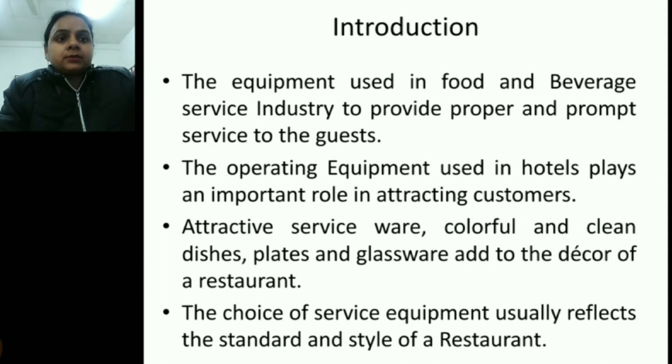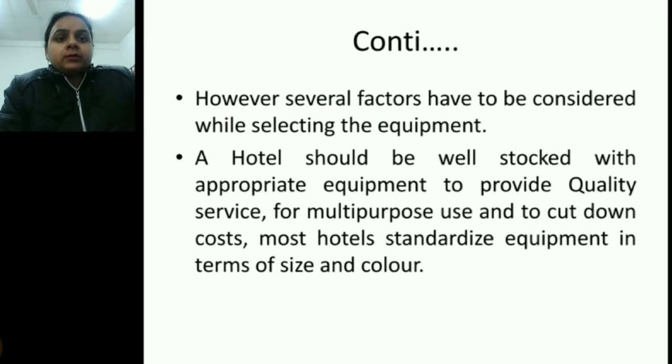These are the basic introduction of the service equipments. However, several factors have to be considered while selecting the equipments. A hotel should be well stocked with the appropriate equipment to provide quality service, for multi-purpose use and to cut down the cost. Most hotels standardize equipment in terms of size and color.